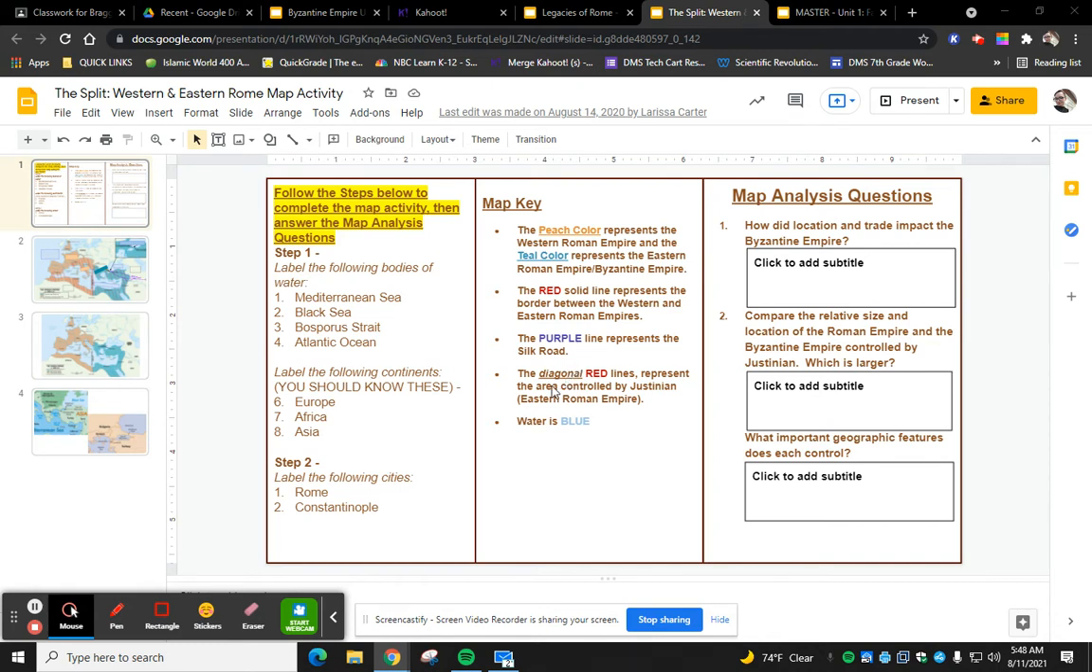Now, the diagonal red lines represent the area controlled by Justinian. We're going to learn more about Justinian tomorrow and Friday. However, this is the guy that was the most important of the emperors for the Byzantine Empire when it was at its peak. He wasn't the only one, but he was the most important in terms of history. And the light blue is water.